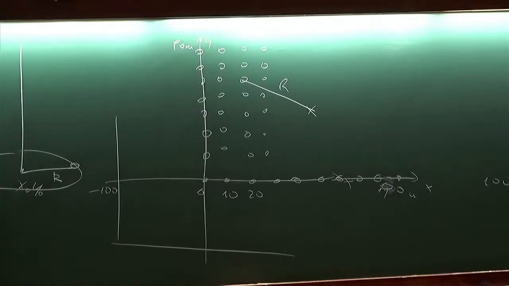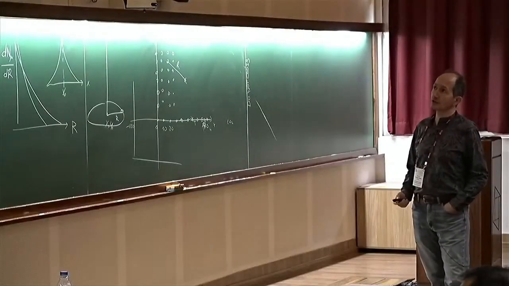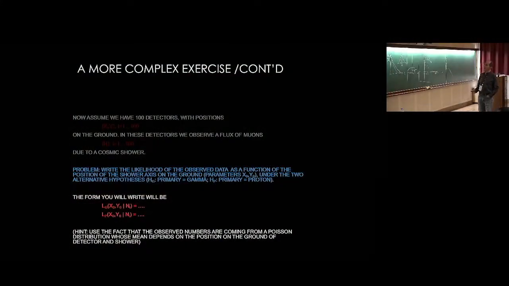And once you have generated the data, you can actually try to reconstruct it. You can write the likelihood of the observed data as a function of the position of the shower axis on this plane under the two hypotheses. But we can take just one hypothesis in this example, since we just want to compute a likelihood. And the form of the likelihood function for the two parameters x0 and y0, given the number of particles Ni observed by each of the detectors that we have, 100, is, what is it?